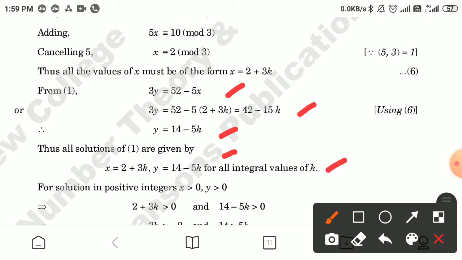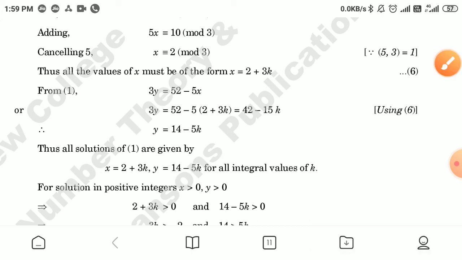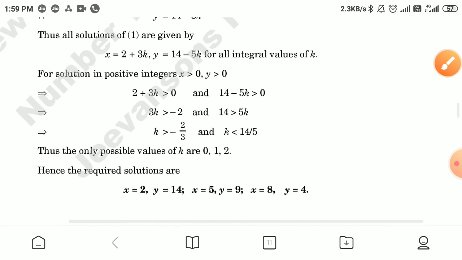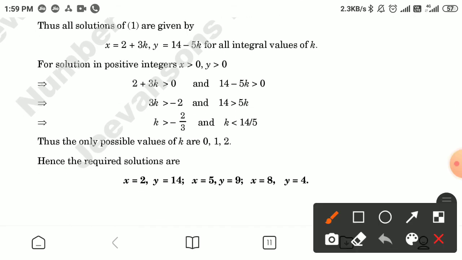For solution in positive integers, x > 0, y > 0, so 2 + 3k > 0 and 14 - 5k > 0. k > -2/3 and k < 14/5. Hence the only possible values of k are 0, 1, 2. Hence the required solutions are x = 2, y = 14; x = 5, y = 9; x = 8, y = 4.